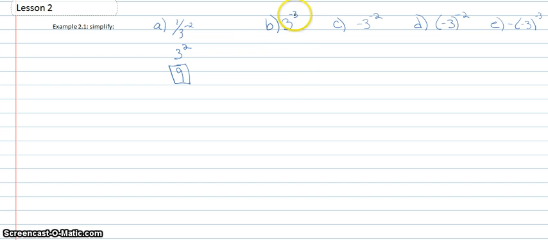For b, I'm going to have to take this 3 to the negative third power to the bottom of the fraction line, so that we have 1 over 3 to the third power, which is 1 over 27.